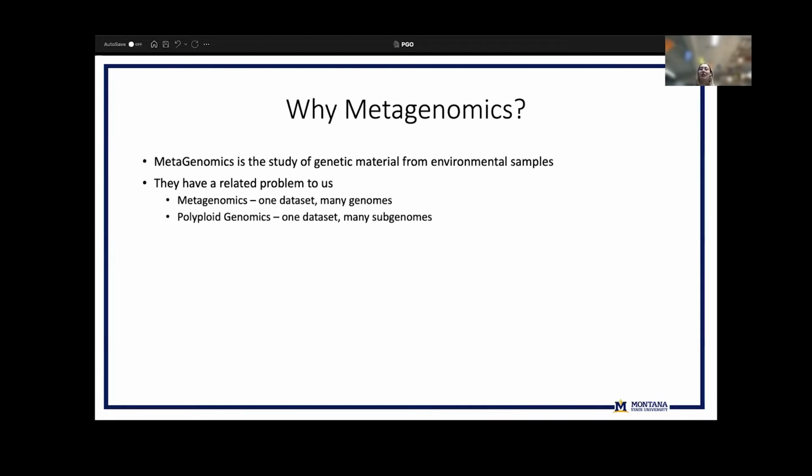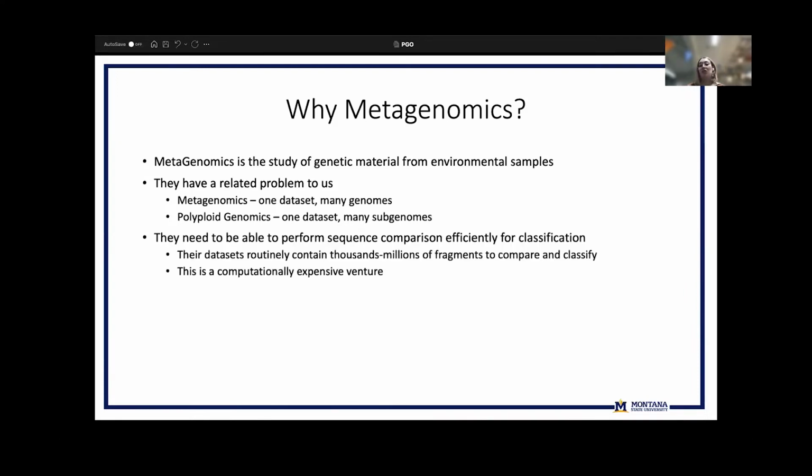In metagenomics, they have one data set and many genomes. For example, I could take a swab from the table, or a swab from your mouth, and within that there's going to be lots of different types of bacteria. Now with polyploid genomics, we have one data set and many subgenomes. So it's a related problem. We're also related with the size of our problem.